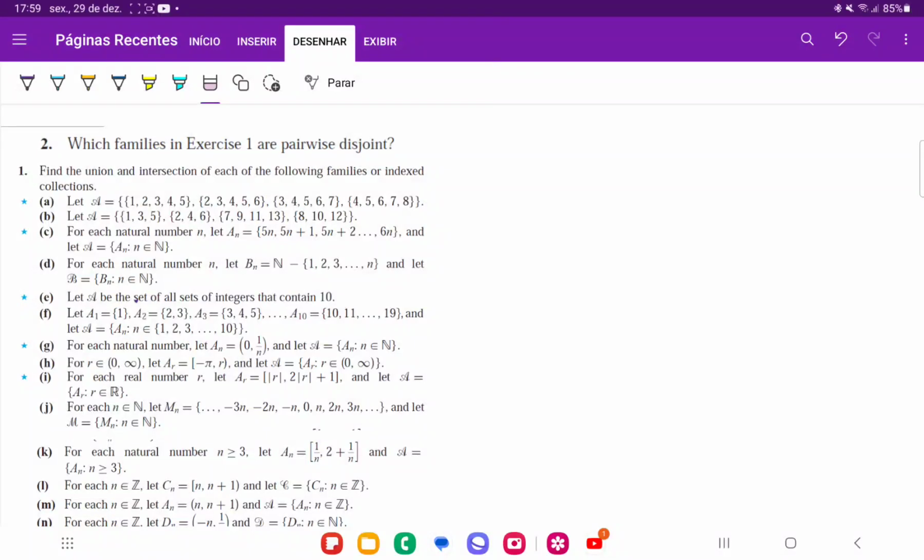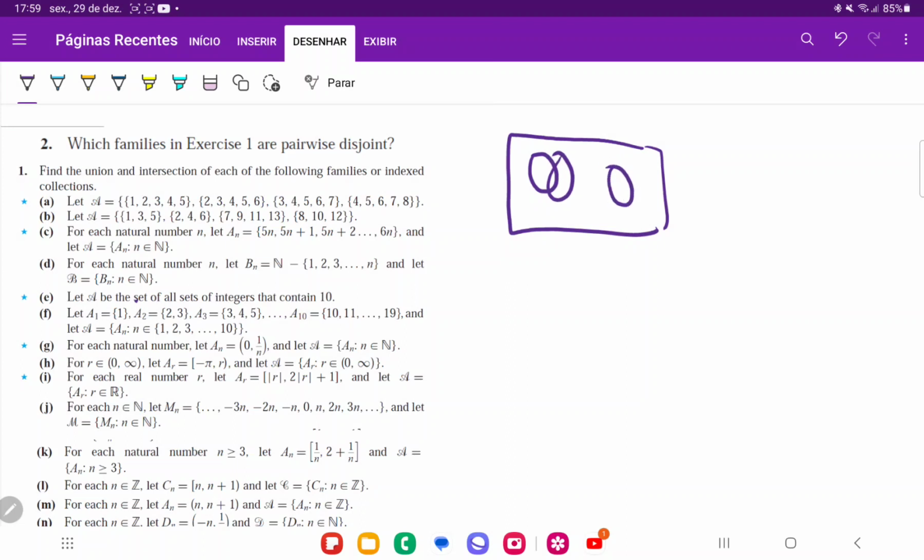Okay, so for exercise 2, we want to take these families that we worked on in exercise 1 and see which ones are pairwise disjoint. Now, the idea of pairwise disjoint is, suppose that this represents the universe, right? If I have these sets here, the intersection of all these three is empty because there isn't a value that's common in all three of them.